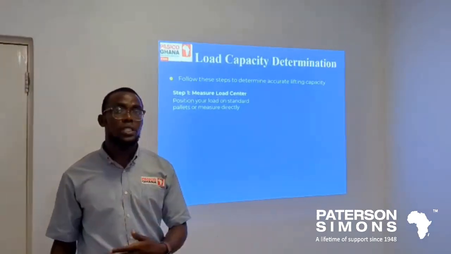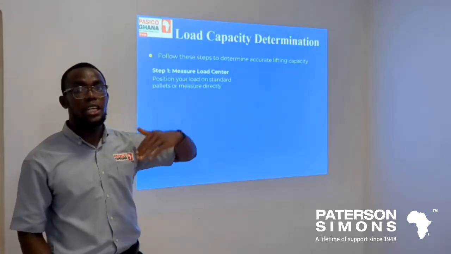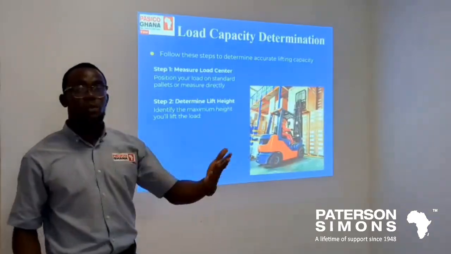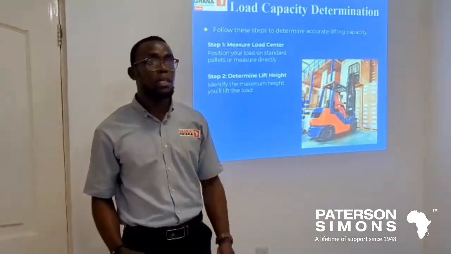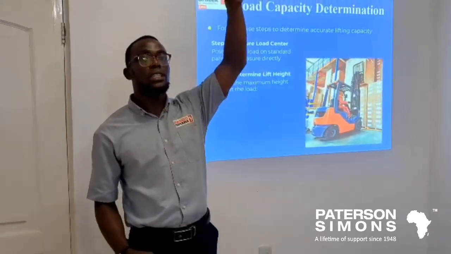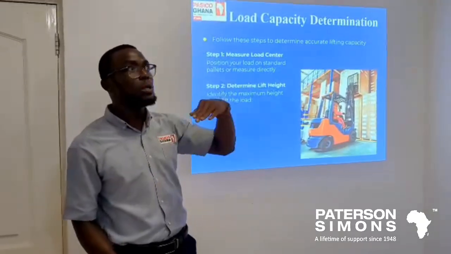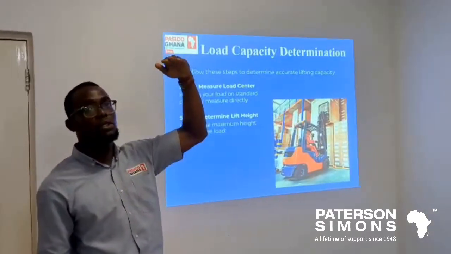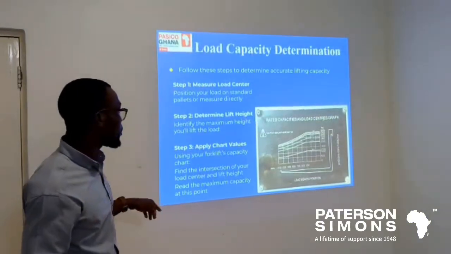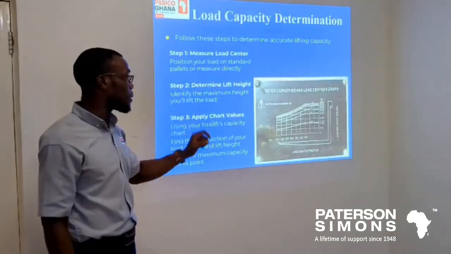The next thing we have to consider in determining the capacity of our forklift is the lift height, how high we are taking our load. Let's say you are working in a warehouse and you have pallets or racks at different heights; the height at which you are taking the load is a factor that you have to consider. After determining these two things, you correspond the values. Where the two values intersect is going to be the capacity of our forklift.